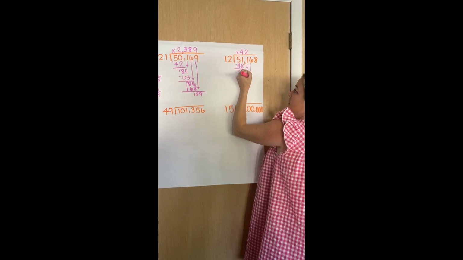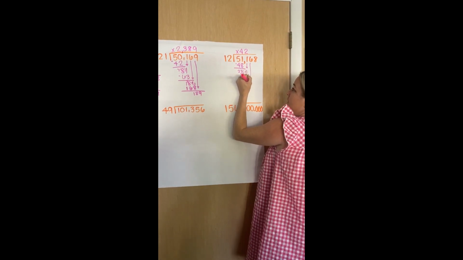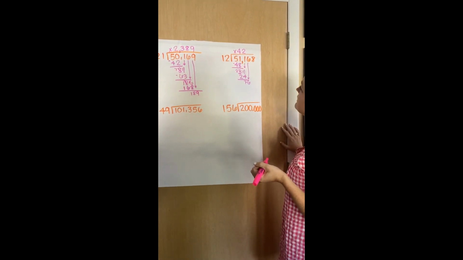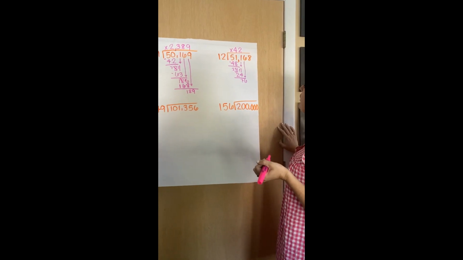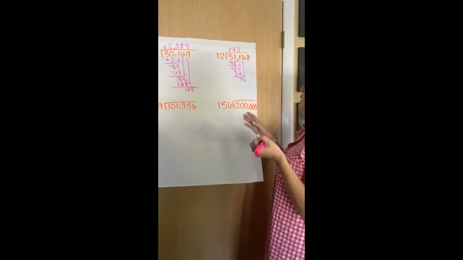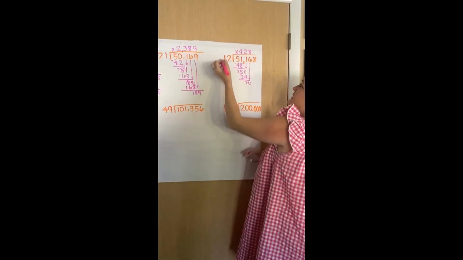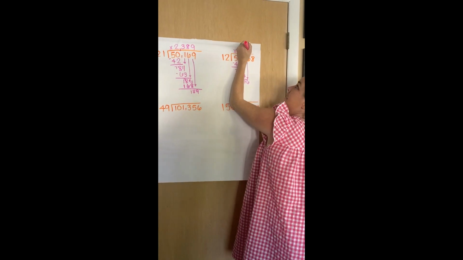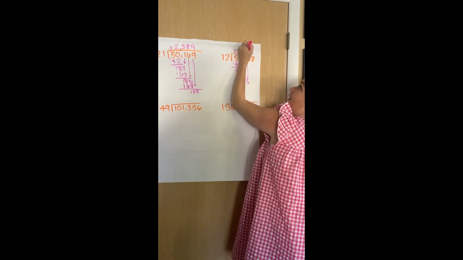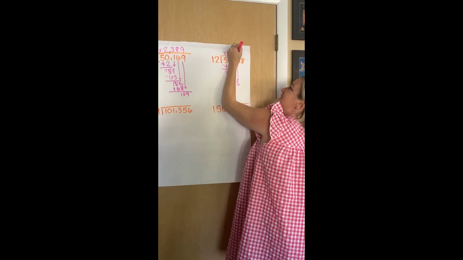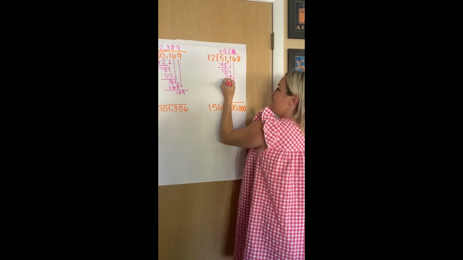I'm going to bring down my 6. I'm going to say, how many times does 12 go into 76? And I know it goes in 6 times, oh no, sorry, I did not mean to say 8. I meant to say 6. I'm very sorry. I know that 6 times 12 is 72.